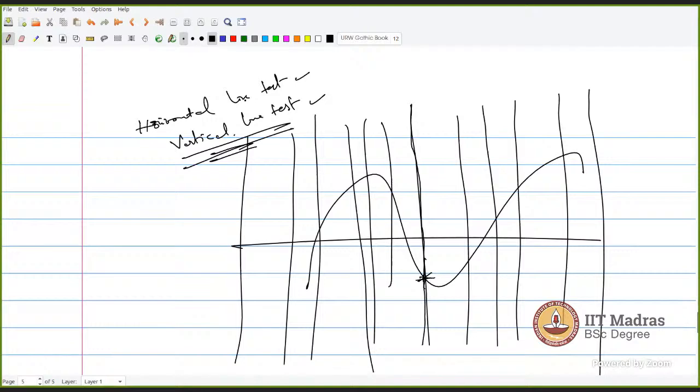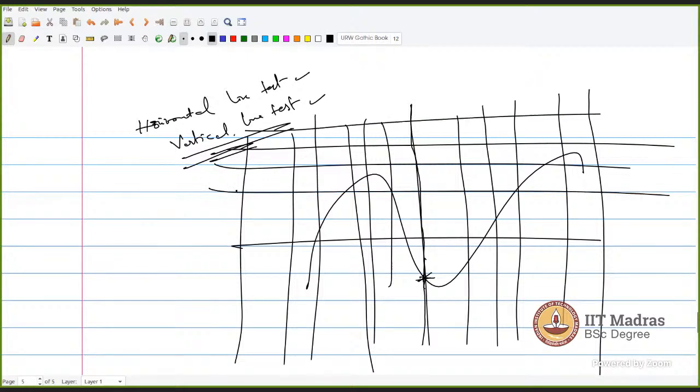Same with the horizontal line test. Here what we perform is we draw horizontal lines. You can start from above or from below.